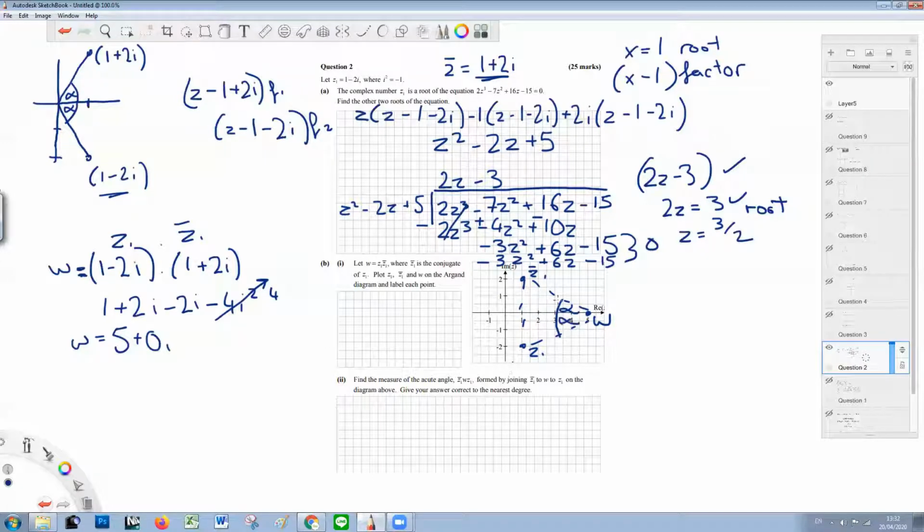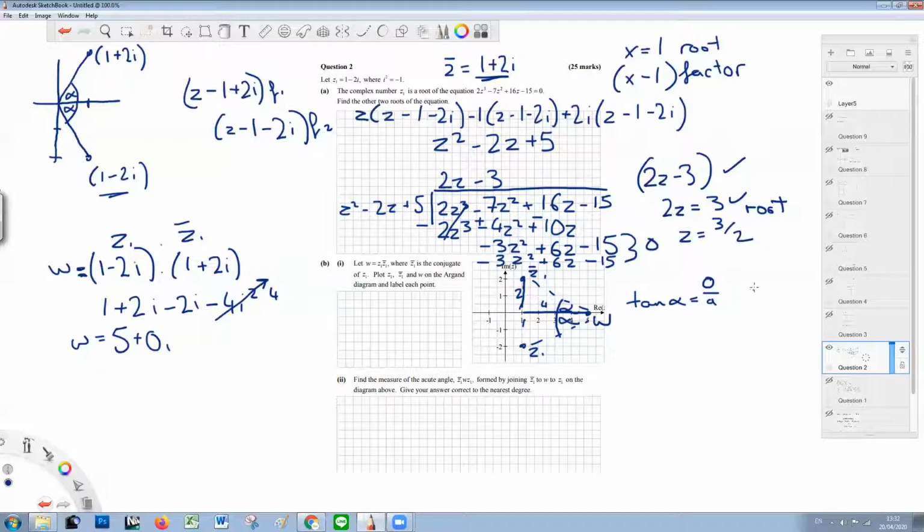And the very easy way to do this is this length is going to be 4. This length is going to be 2. So that's going to be tan of your opposite over your adjacent. So this is your angle.